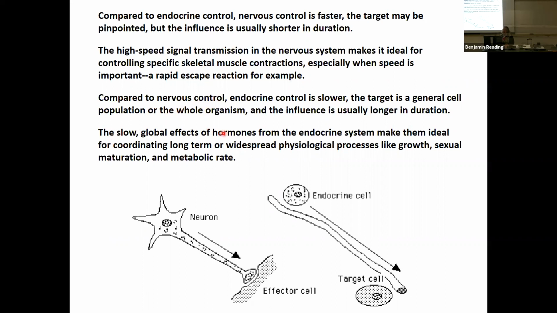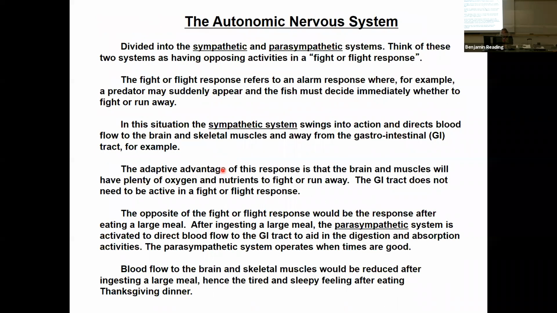So the slow global effects of hormones from the endocrine system make them ideal for coordinating widespread physiological processes. Examples are growth, sexual maturation, and metabolic rate. Okay, so those are two major concepts there. When we look at the nervous system and move forward into coordinating physiological activities, it's divided into the sympathetic and parasympathetic systems. Now, I like to think of these as having opposing activities during a fight or flight response.